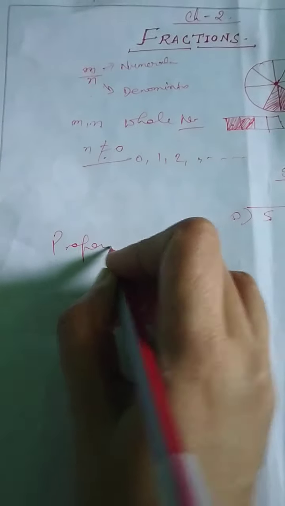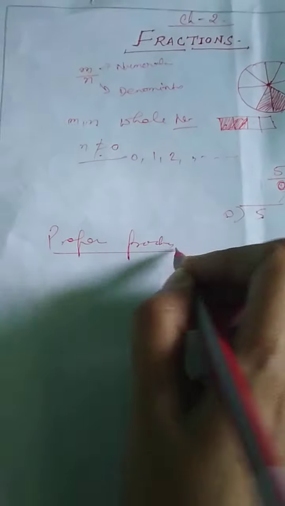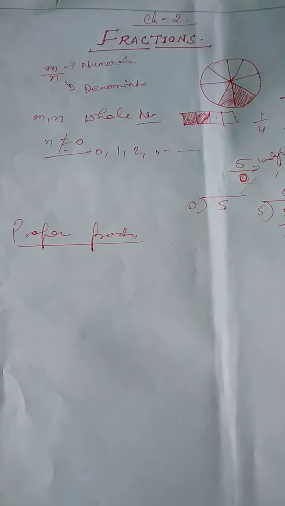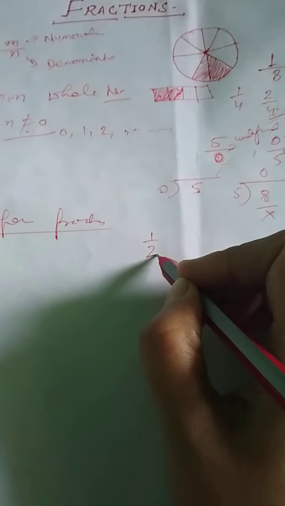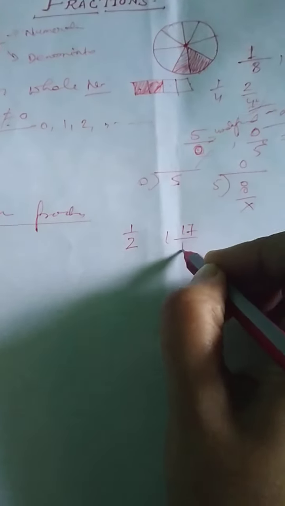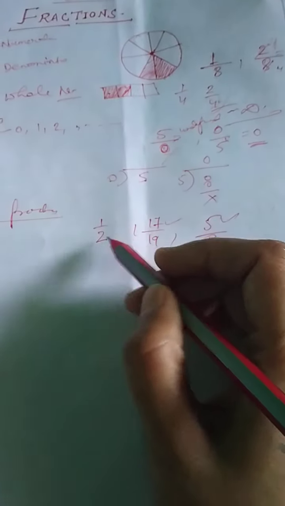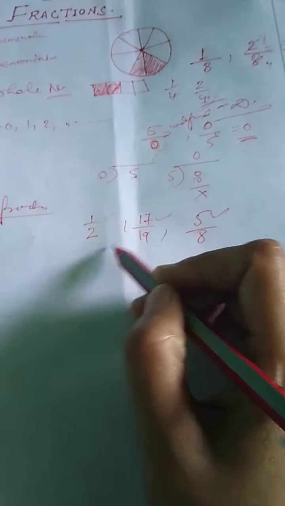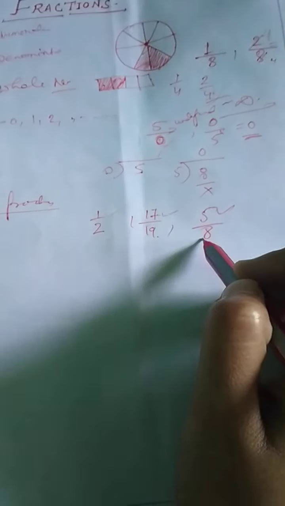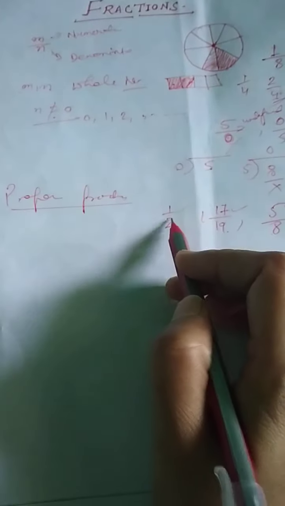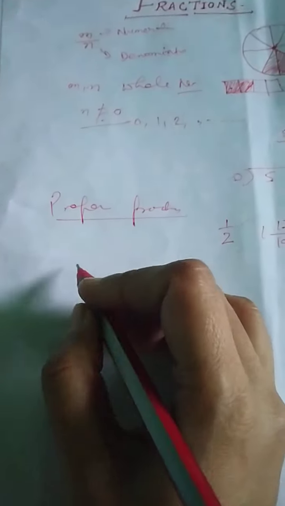Now we have the classification of fractions. What is a proper fraction? Understand it. Proper fractions are the fractions in which the numerator will always be less than the denominator. 1 by 2, 17 by 19, like 5 by 8. You can see in all of them the numerator is less than the denominator. 17 is less than 19, 5 is less than 8. If the numerator is less than the denominator, it is called a proper fraction.